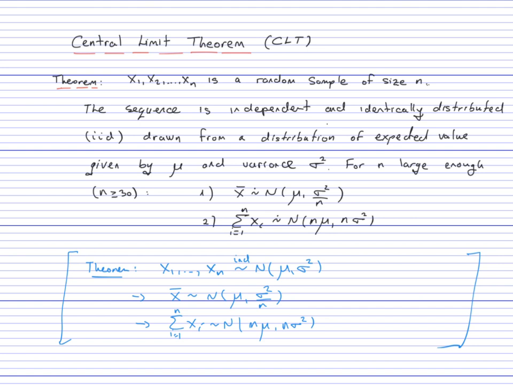Why? Because there we need to check that the sequence is normally distributed. If x1 till xn is not normally distributed, then we can't really use that theorem. The central limit theorem says something else. If the sequence has the same distribution, identically distributed, and independent, and n is large enough, then the average is approximately normally distributed, and the sum of xi also is approximately normally distributed.